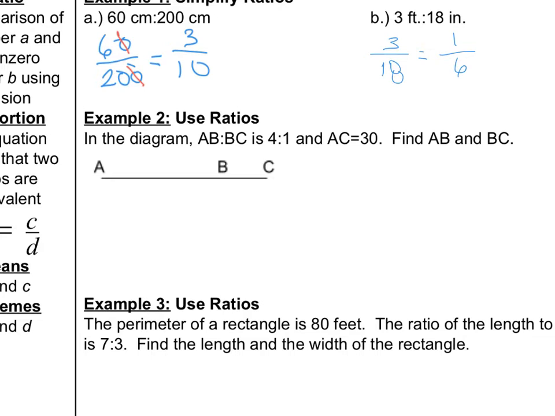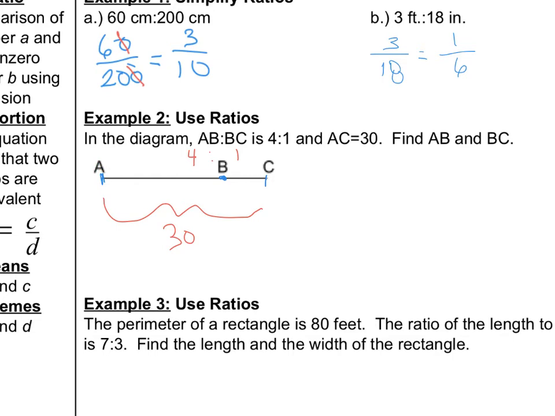Now, we've got a diagram in example B. We're talking about segment AC, and then point B here at this point right here. And then it tells us that the ratio AB to BC, so this part's being compared to this part, is a 4-to-1 ratio. And the whole thing is 30 units long. We want to figure out how long each part is, how long this part is and how long that part is.